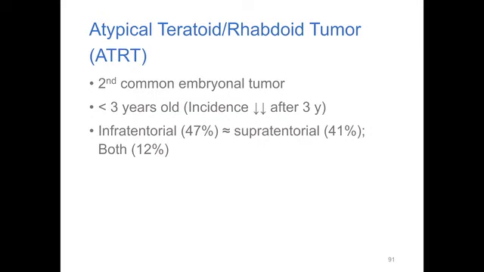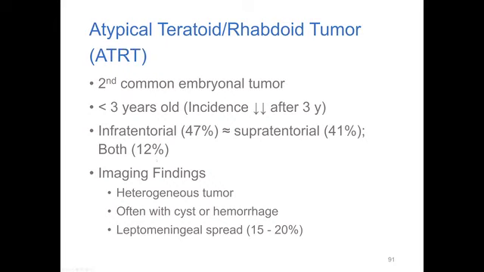And the distribution of the tumors is kind of equal between the infratentorial and supratentorial, although it tends slightly more to involve the infratentorial region, but the incidences are very similar. Sometimes they also involve both supra and infratentorial. And the imaging findings are very heterogeneous enhancement, or sometimes with cyst and hemorrhage, and they tend to have an early leptomeningeal spread in 15% to 20% of the cases.